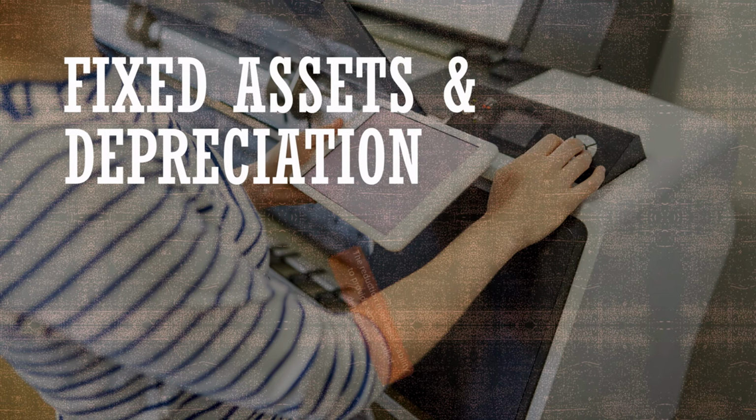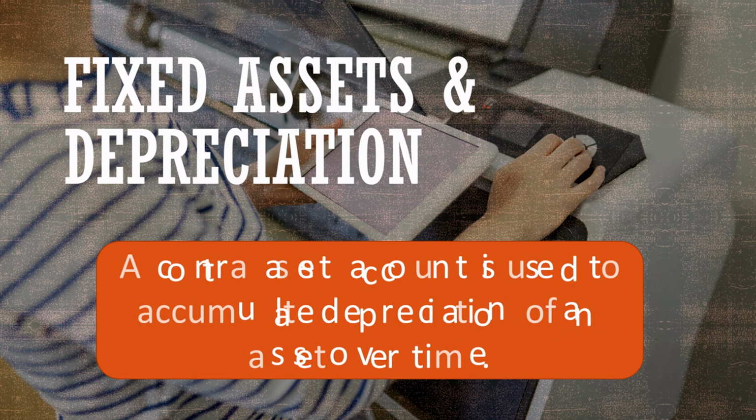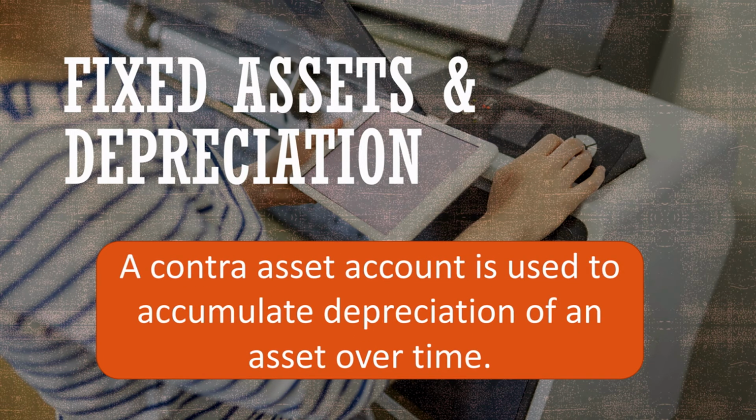Fixed assets, such as office equipment, lose their ability to provide service over time. This reduction in an asset's ability to provide service is called depreciation. Depreciation is estimated based on the asset's useful life. A record of the original cost of the asset must be maintained for tax and other purposes. A contra asset account is used to accumulate depreciation of an asset over time. This accumulated depreciation is then subtracted from the cost of the fixed asset on the balance sheet. Keep in mind that land is not depreciated because it usually doesn't lose its ability to provide service.